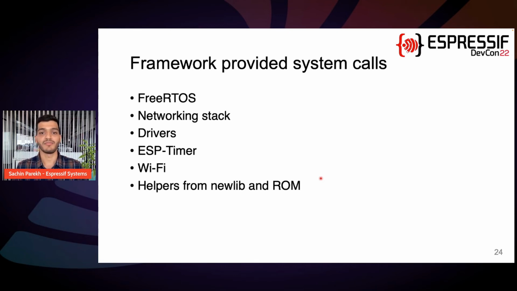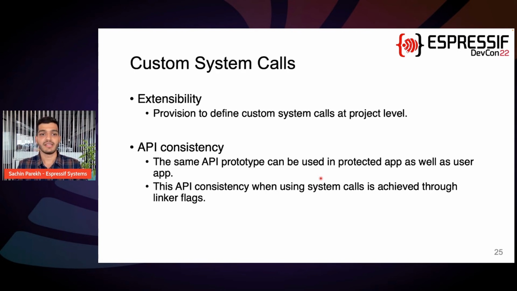So we have provided system calls for the OS, the networking stack, the Wi-Fi drivers, and so on and so forth. But still, there could be cases where you would want to implement your own custom system calls, right? So for that, we have made this framework extensible in a way that you can define your own custom system calls at a project level. So you don't need to even tinker with the framework. You can just define your own custom system calls at the project level, and the entire build system would take care of it. Then there's also the ability of API consistency.